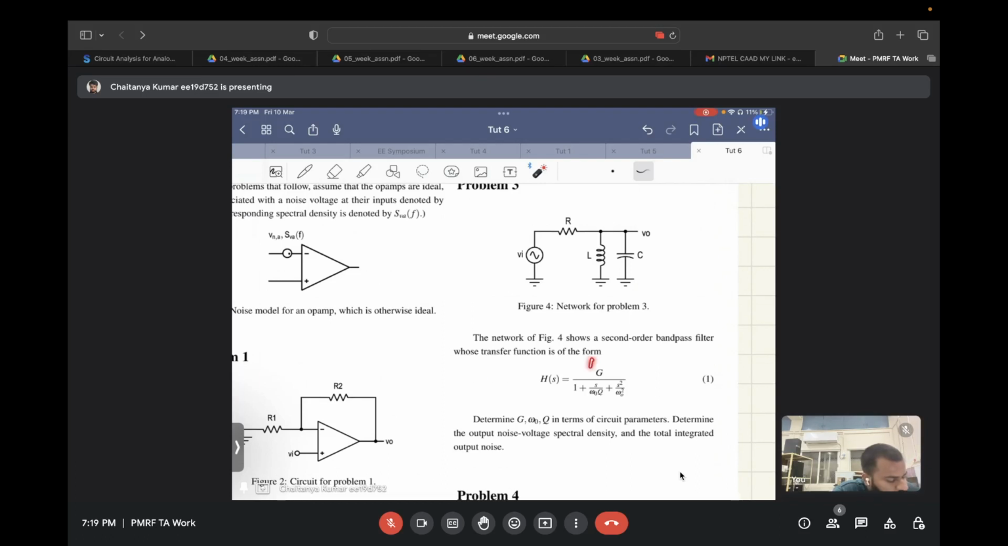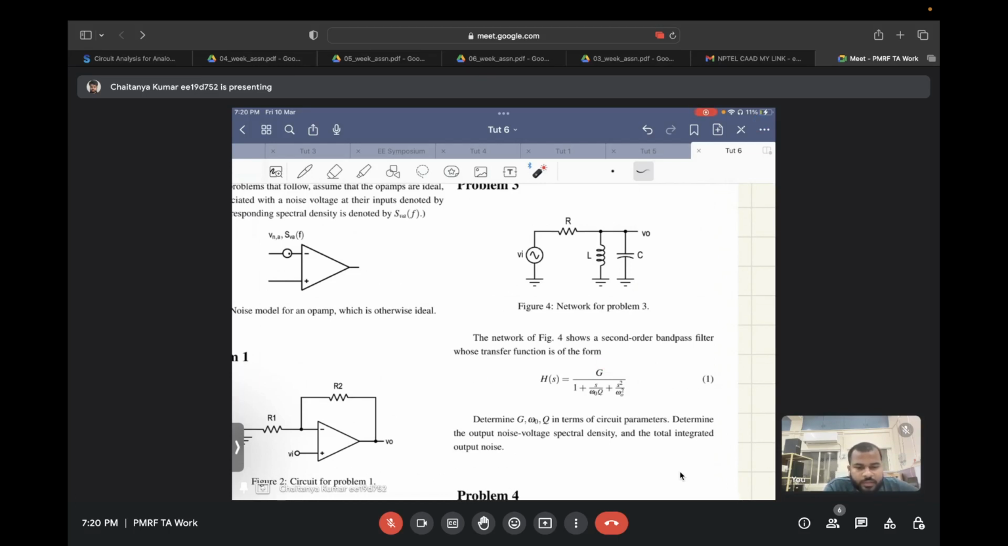G will have some frequency dependence. When you calculate the transfer function, you will be able to understand what that frequency dependence is. Since the inductor and capacitor are in series, we will find the transfer function, get H of s, and from there find everything directly. You will compare G, and omega naught, with whatever you have in your transfer function, and you will find all those things.